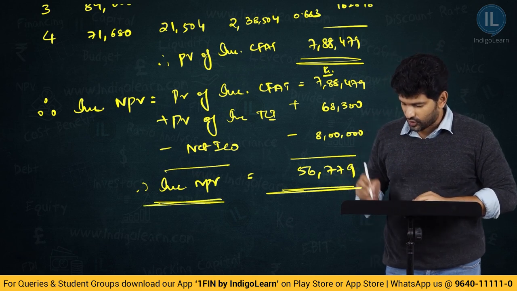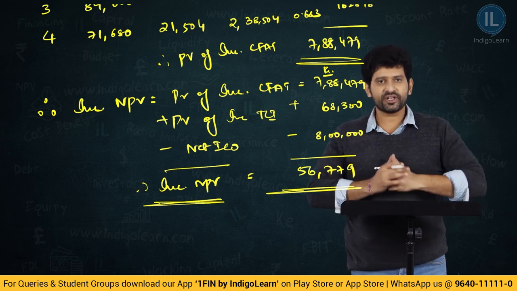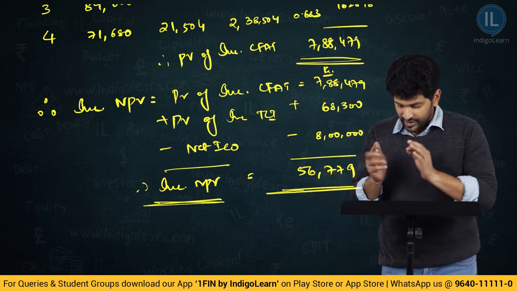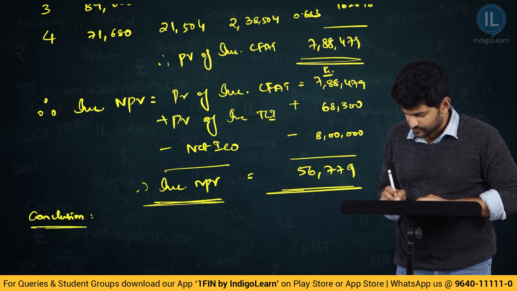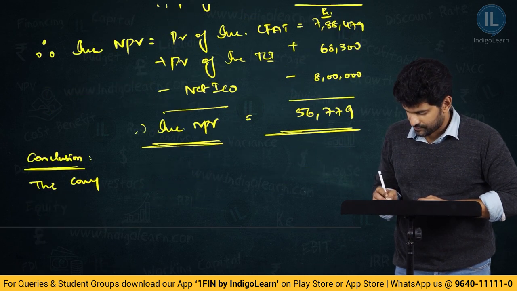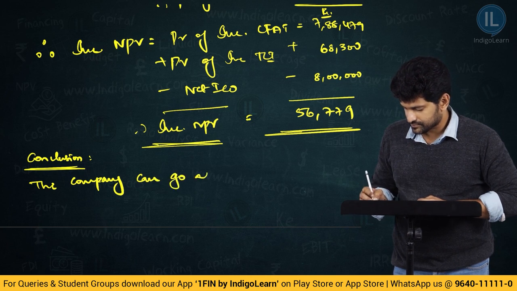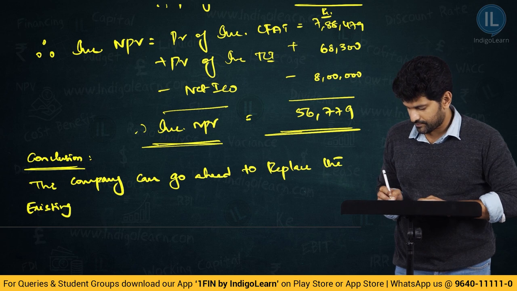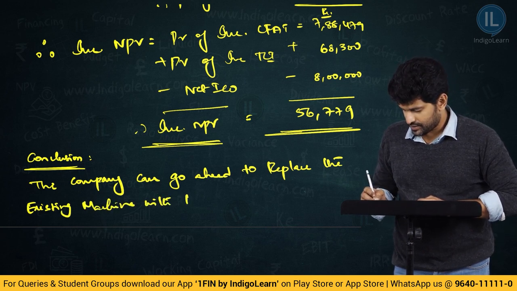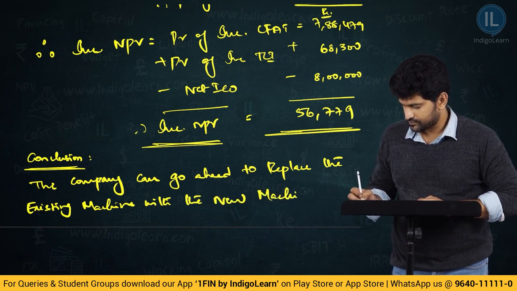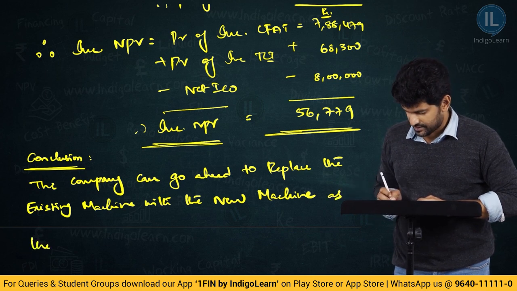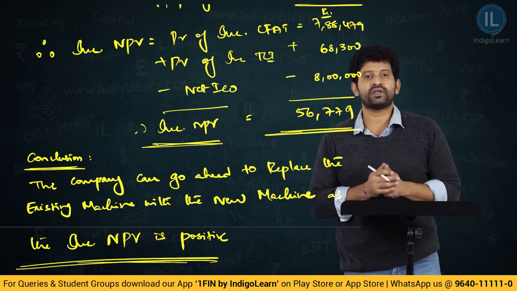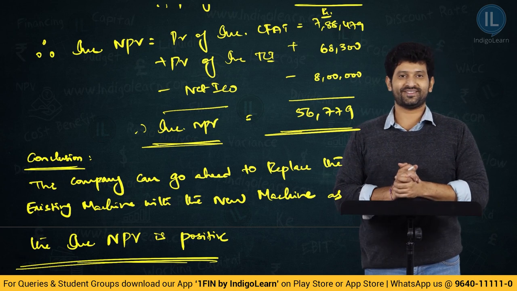It's a positive figure. Therefore, what do we conclude now? Incremental NPV is positive. Therefore, what is the advice we give to the company? The company can go ahead with the replacement as the incremental NPV is positive. This is how we compute, and just don't forget to write down the conclusion. The company can go ahead to replace the existing machine with the new machine. Now comes the golden words: as the incremental NPV is positive. So this is how we compute the incremental NPV in this given scenario.